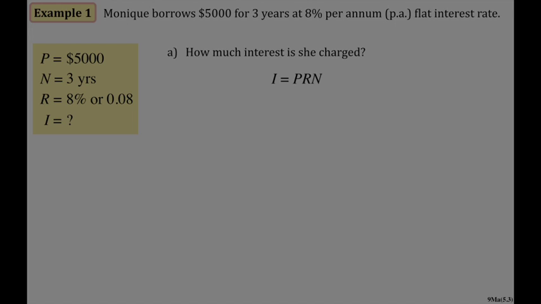So let's write down our formula for simple interest. I is equal to P times R times N. We know P, we know R, we know N, so it's just 5,000 times 8% times 3. Put that into your calculator, and she earns $1,200 in interest over the 3 years.